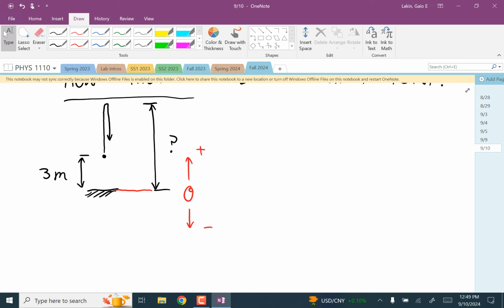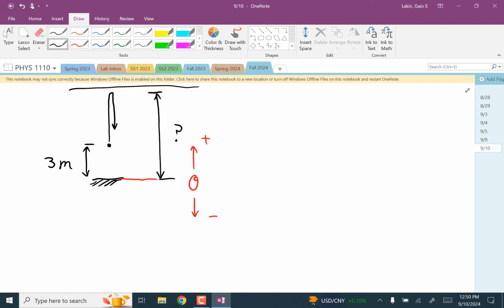And now, what do we want to choose as the instant when we turn the stopwatch on and the instant when we turn it off? So when are we going to turn it on? When it leaves our hand at 3 meters. That's right. Yep. So our time equals 0 instant is going to be the instant that it's thrown or launched or whatever.